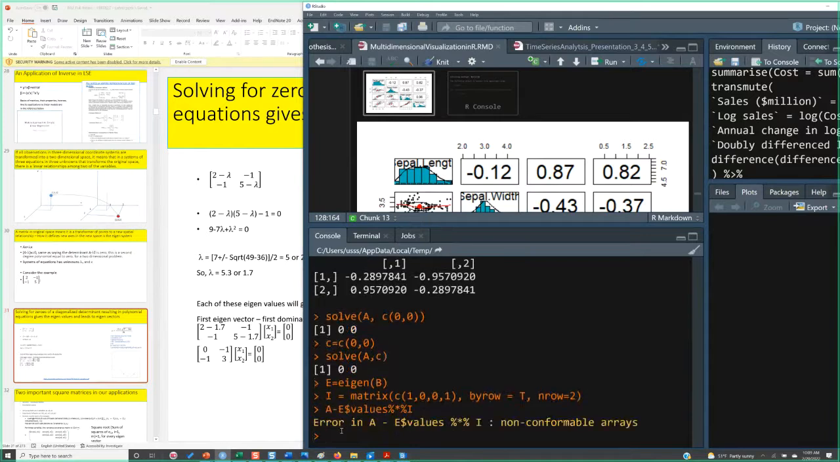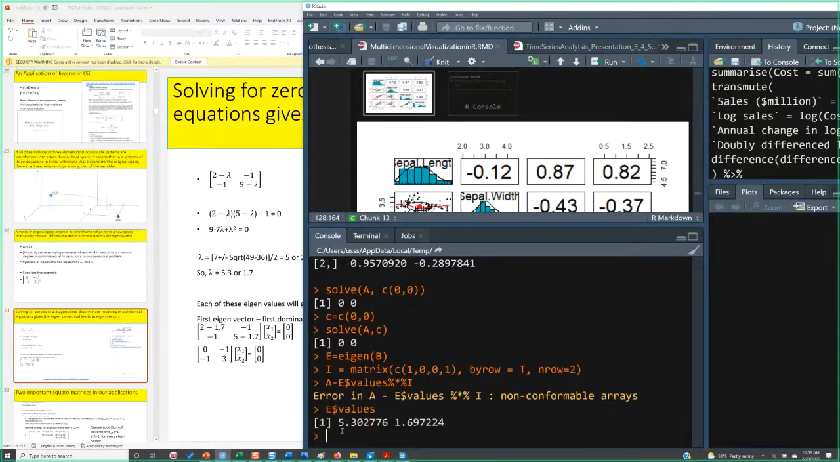I'm glad we checked it out. It says non-conformable arrays. Why is that? We know E is eigen, right? So E$values, so this is good. I see. Is it an array or the list representation? This one.